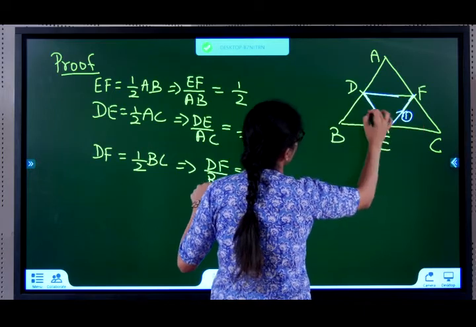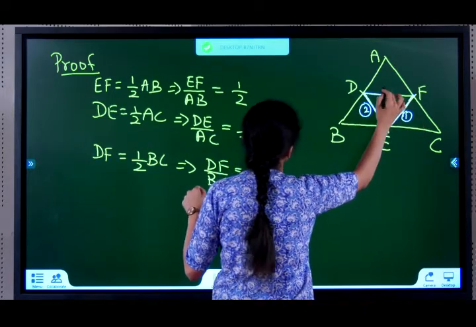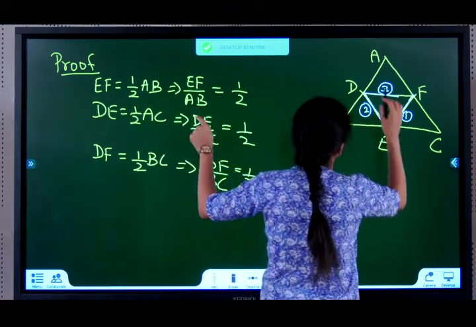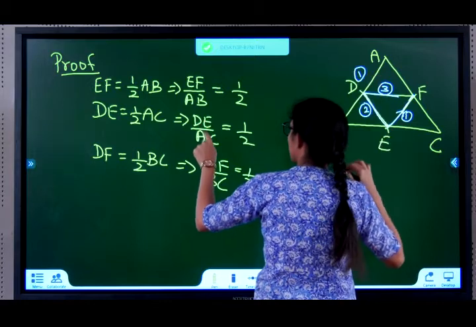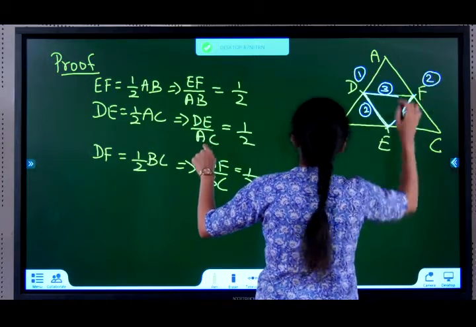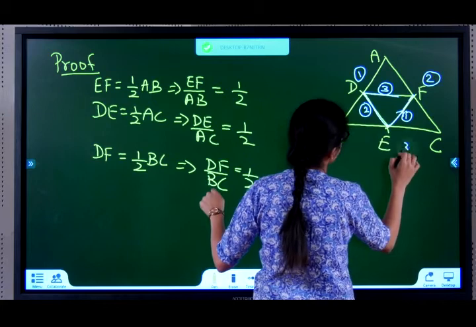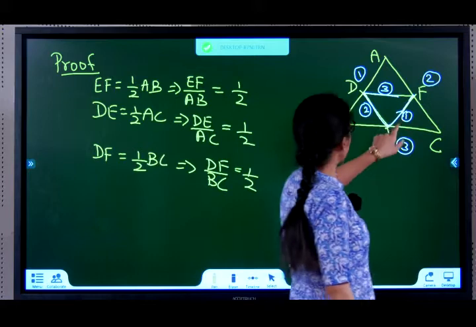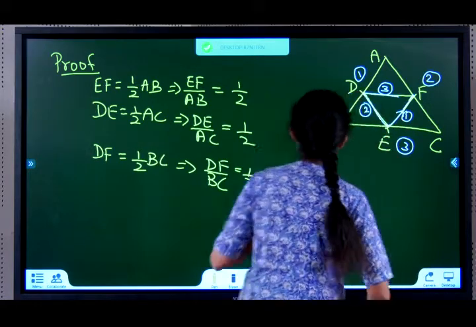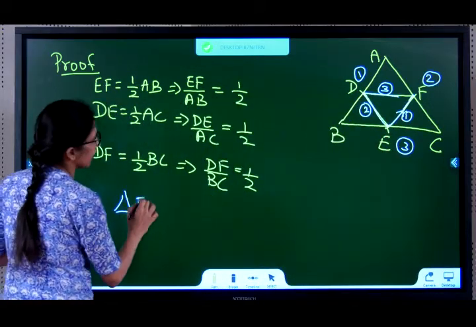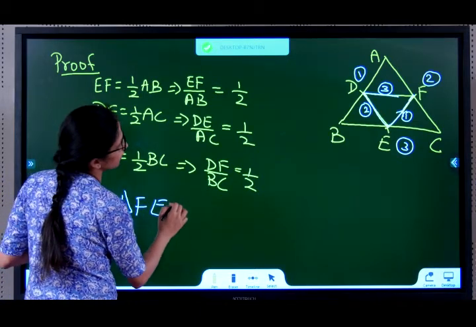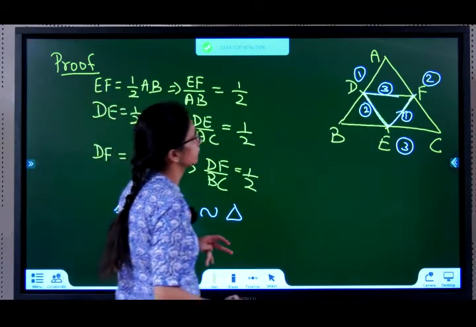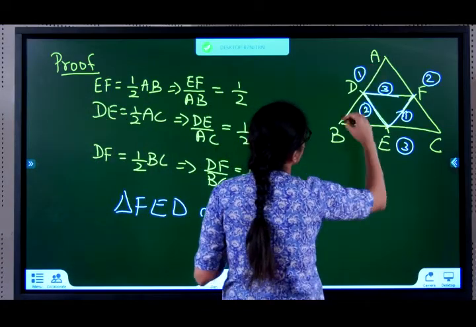So, EF, DE, then DF, and this one is going from AB, then AC and then BC. So, who is similar to whom? Go in the order of 1, 2, 3. Triangle FED is similar to triangle BAC.